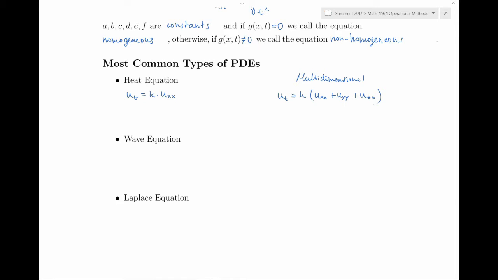oscillating physical phenomena. For example, oscillations of a string or oscillations in air pressure when sound travels through the air. These equations have both the time derivative and the spatial derivative of second order. There could be again a constant, and the multidimensional counterpart looks like this.